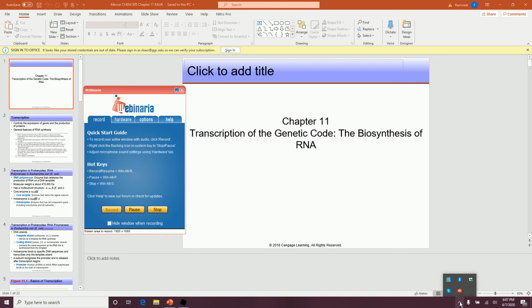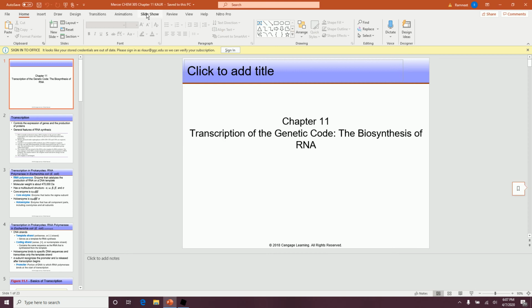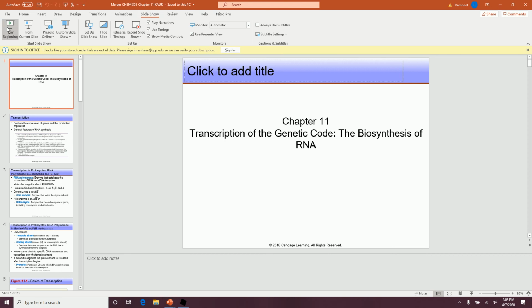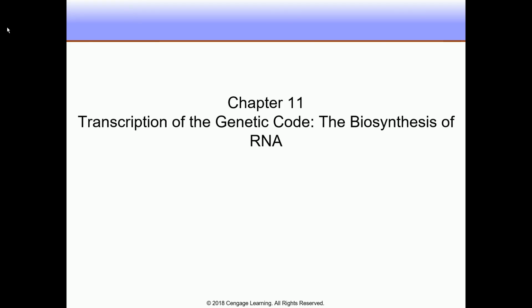So now we're going to discuss chapter number 11. Chapter number 11 is basically the first step of gene expression or protein expression, and it is transcription. In this process, from the DNA strand, an RNA strand is made. And in this process, a very important enzyme is involved, which is called RNA polymerase.